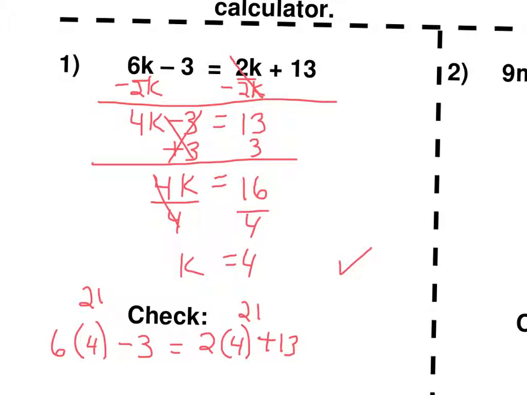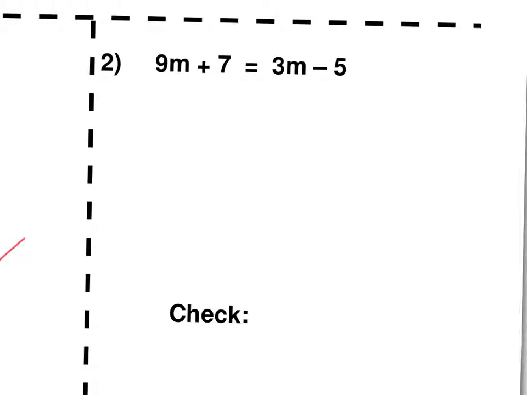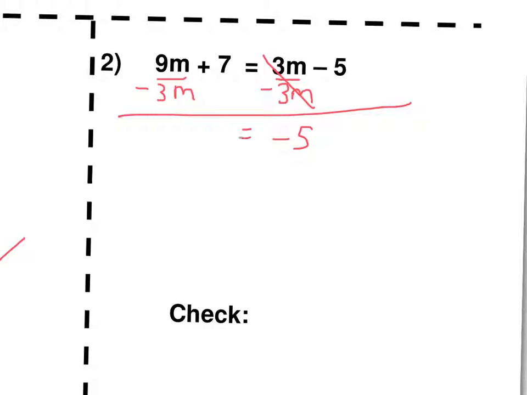Let's try another one. Okay, so write this problem down. It's very similar to the other one. Remember, on a simple one like this, when you have variables on both sides, we want to move one of the variables to the other side, and then I want to move the constant to the opposite side. Alright, so let's start. We have 3m and we have 9m. This is a positive 3m, I'm going to subtract 3m from both sides.